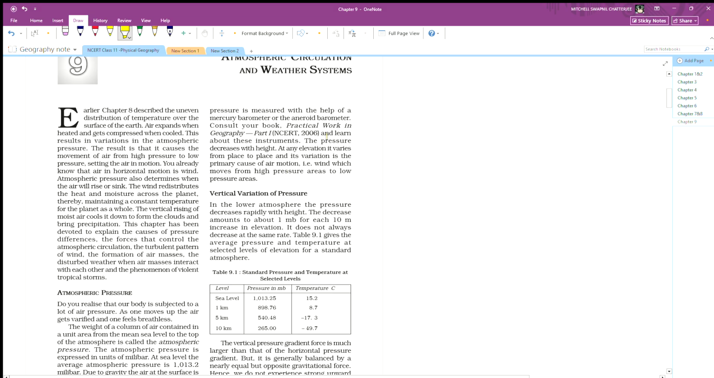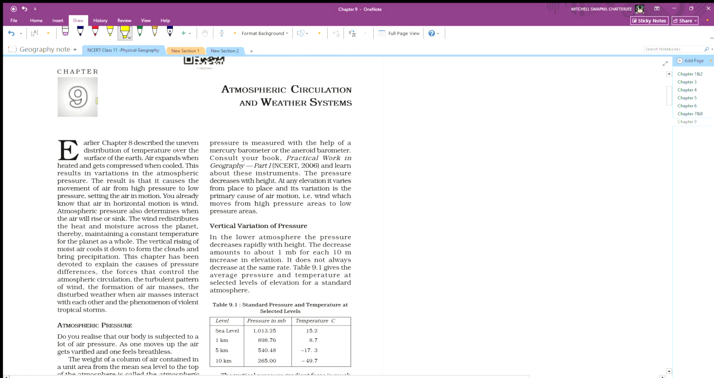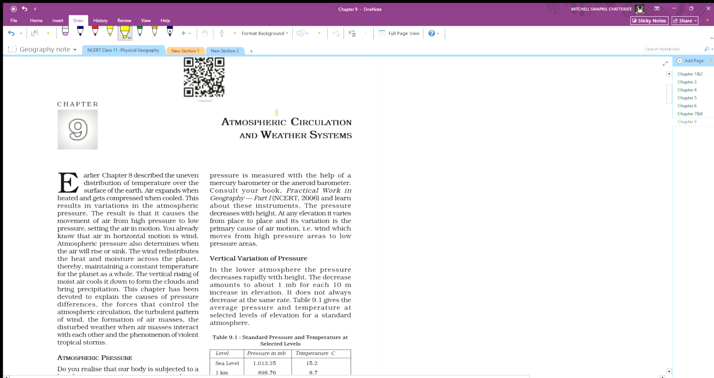So today we are studying chapter number 9. Earlier we studied chapter number 8, and now we are studying chapter number 9. It is called atmospheric circulation and weather systems. Let's start.